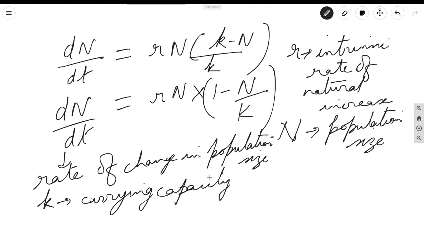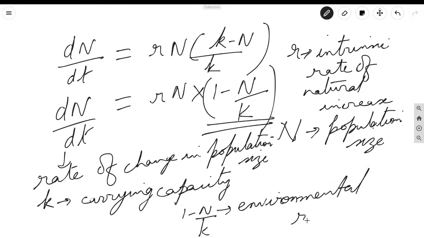Carrying capacity. And 1 minus N by K, this one is the environmental resistance. 1 minus N by K is the environmental resistance. So this question can be asked for a weightage of 5 marks. If you draw the graph, explain each and every step, and also write what each variable or attribute in this equation refers to or means, you will get full 5 out of 5 marks.